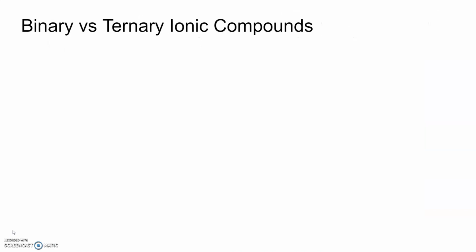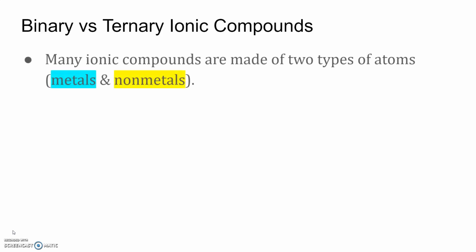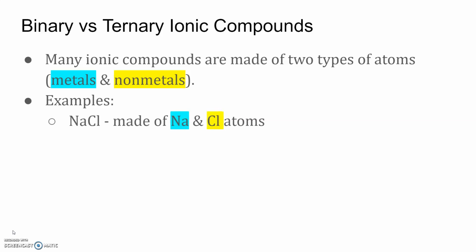Now we're going to learn a little bit about polyatomics, and you may not know what that means right now, but let's recap some things that we do know and learn a few new terms. Many ionic compounds are made up of just two types of atoms, one type of metal and one type of nonmetal. Sodium chloride, for example, is just made up of sodium and chlorine atoms. So you have your metal sodium and your nonmetal chlorine.